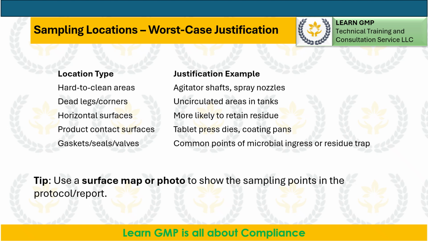Sampling locations, worst-case justification. Location type and justification examples. Hard-to-clean areas, for example, agitator shafts and spray nozzles. Dead legs and corners, like uncirculated areas in tanks. Horizontal surfaces are more likely to retain residue. Product contact surfaces like tablet press dies and coating pans. Gaskets, seals, and valves are common points of microbial ingress or residue trap. Tip: use a surface map or photo to show the sampling points in the protocol or report.